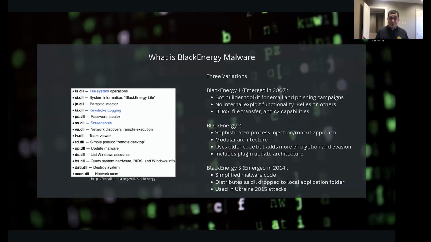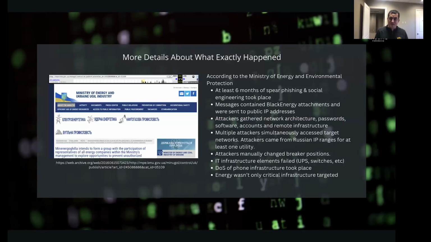So again, BlackEnergy is a very long-running malware kit. There are different versions believed to be written by different authors, likely 2 and 3 were a little more nation state-esque, where 1 was more of a community malware forum type project. So, more details about what happened.